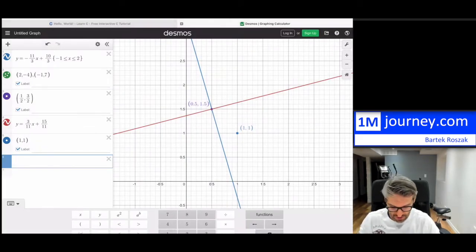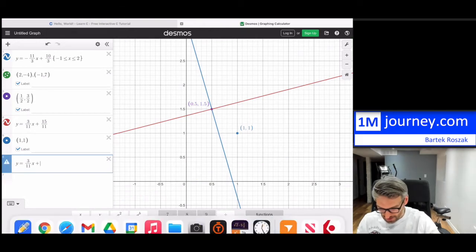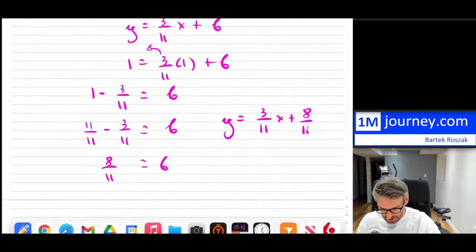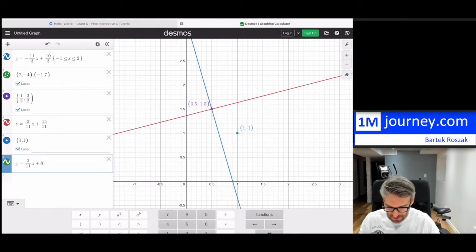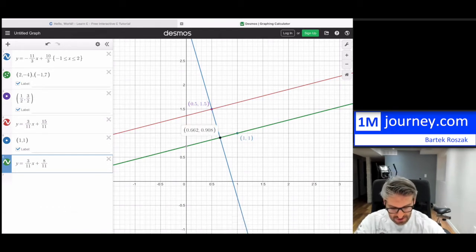Okay, so let's show you that. Y equals 3 over 11, we already know that's going to be perpendicular, and plus 8 over 11. Okay, so there you go. So that's the line. Now, I need this point. I mean, I can cheat here because I can get it off of the actual chart. So that's going to be the point that we need, right?